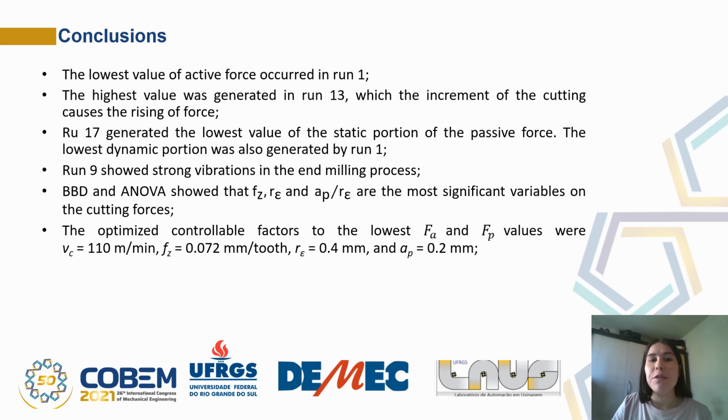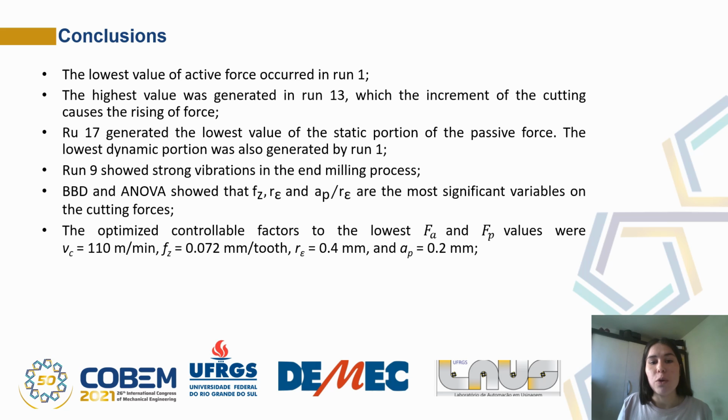Conclusions. The lowest value of active force occurs in run 1 because it has the smallest cross-section area. The highest value was generated in run 13. Run 17 generates the lowest value of the static portion of the passive force. The lowest dynamic portion was also generated by run 1. In both runs, a nose radius of 0.4 millimeters was used. The highest value of passive force occurred in run 21. Run 9 showed strong vibrations in the end milling process.